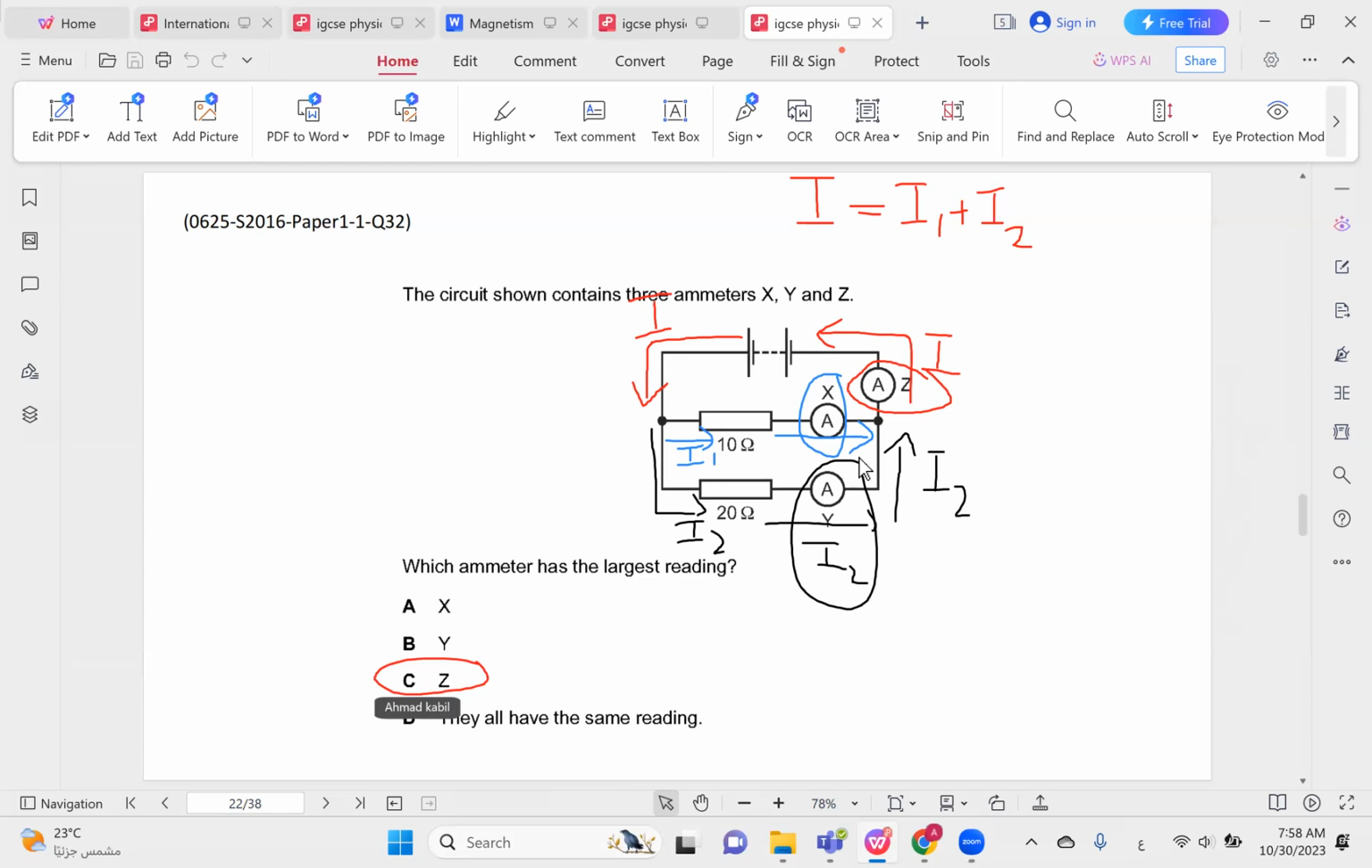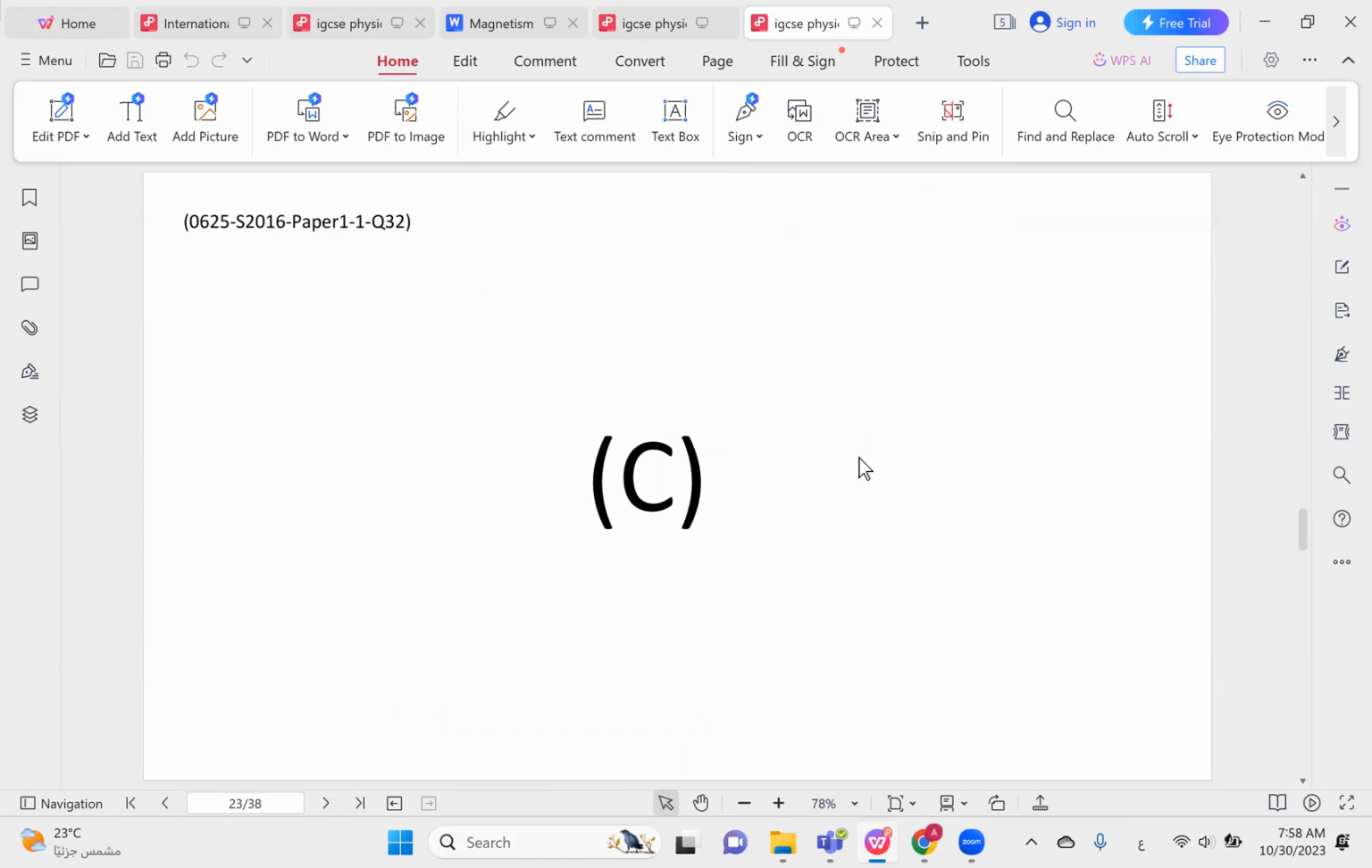And I can take it a step further and say that the reading in Z is equal to the reading in X plus the reading in Y. But they don't really need that here, but you should know it anyway. So C is the correct answer.